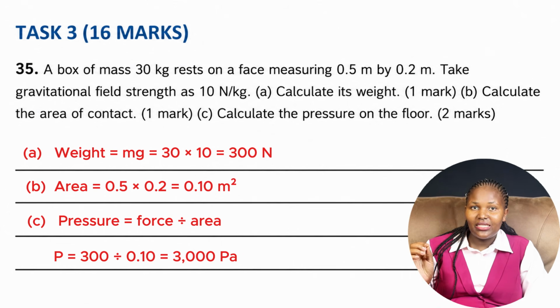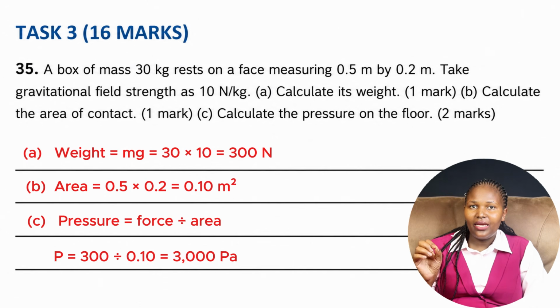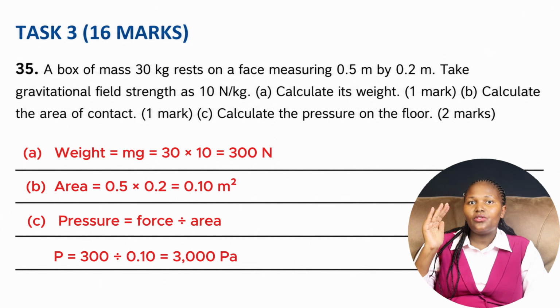I hope that you are getting these calculations. We have said we start by calculating the weight. We take 30, we multiply by 10, and we get 300 N, that is the weight. Then B, to get the area, length times width, we take 0.5 times 0.2, we get 0.10 meter squared. And then C, to calculate the pressure, we take that weight and divide by the area.